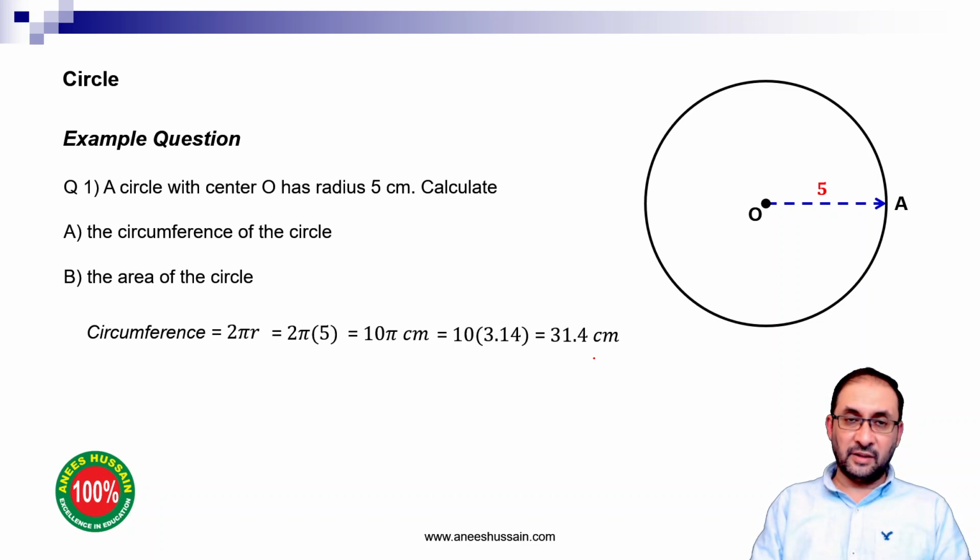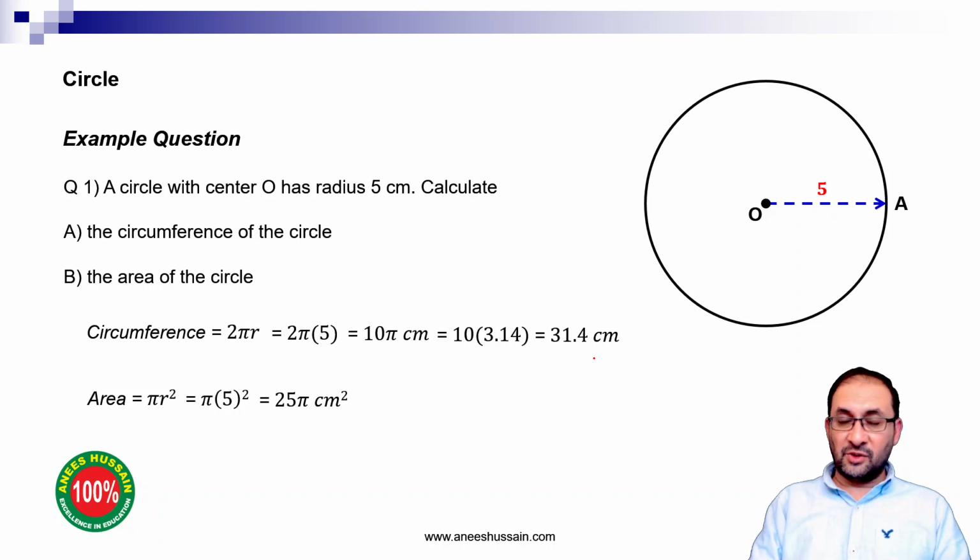For part B, the area of the circle, we know that the formula for area is pi into r square. The radius again is 5, so we can replace r with 5. We get pi times 5 square, which gives us 25 pi centimeters square. Remember, the unit for area is always unit square. So this would be centimeters square then.